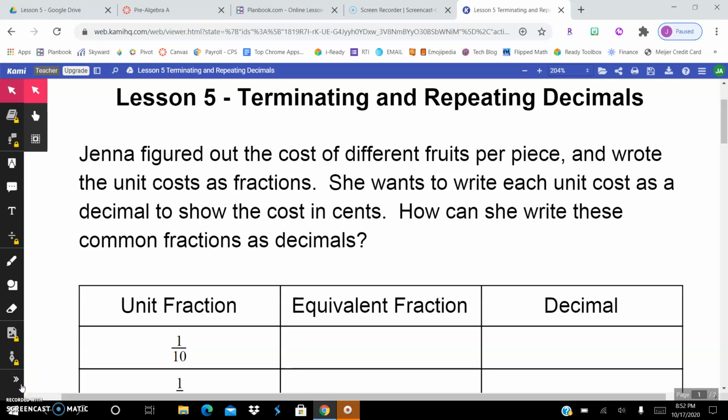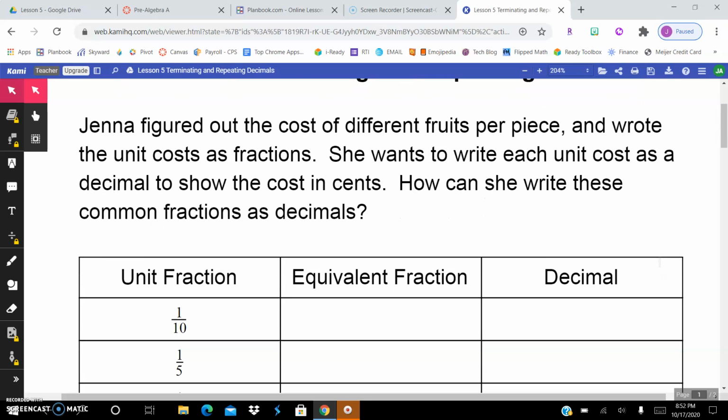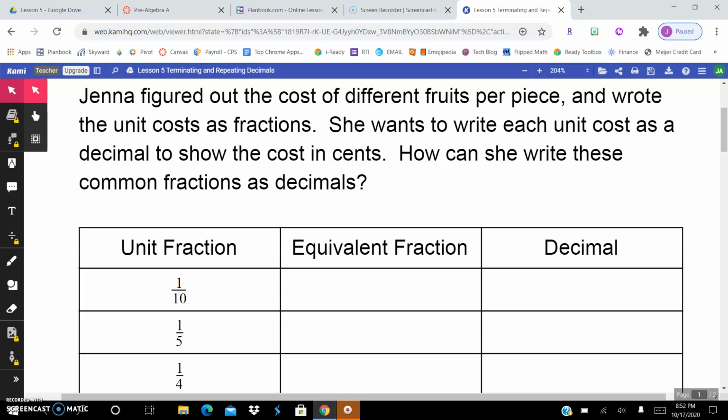To begin lesson 5, we are going to talk about terminating and repeating decimals. So to start off with here, I have that Jenna figured out the cost of different fruits per piece and wrote the unit cost as fractions. She wants to write each unit cost as a decimal to show the cost in cents. How can she write these common fractions as decimals?